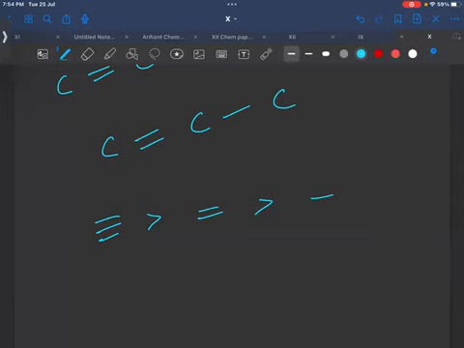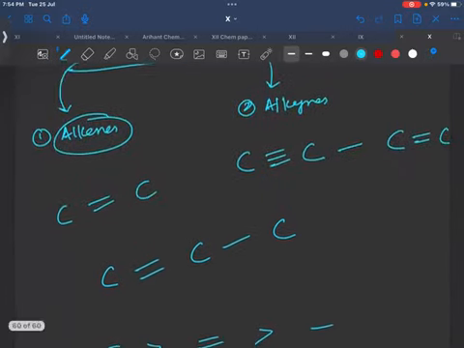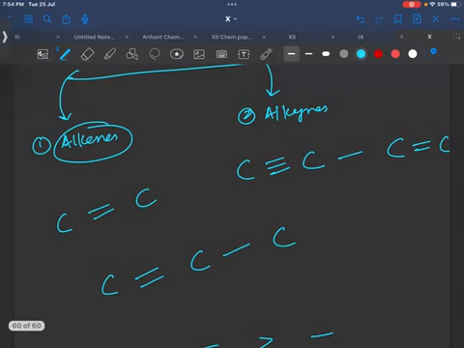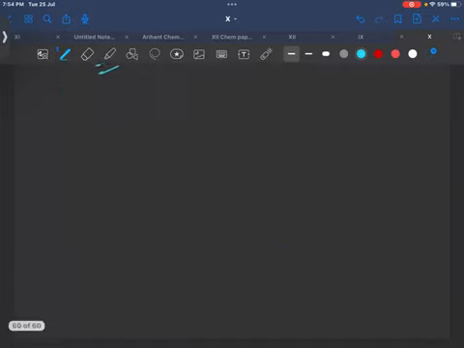Okay? So what does alkene mean? If you have just C double bond C, fine. But if you have a double bond and single bonds too, then also it's an alkene. Okay? For example, write down.